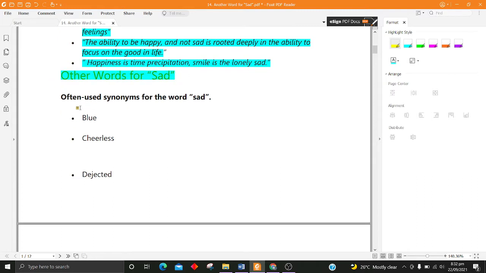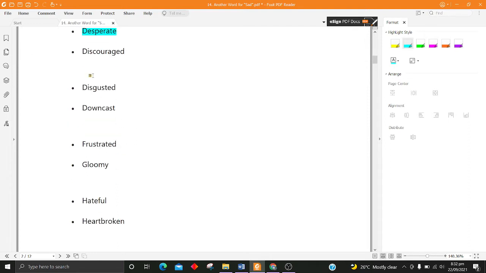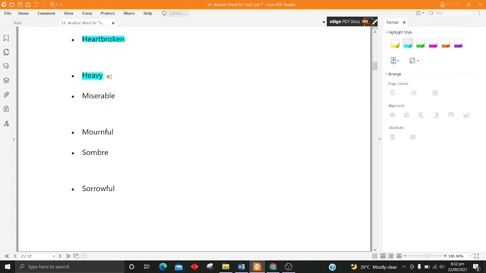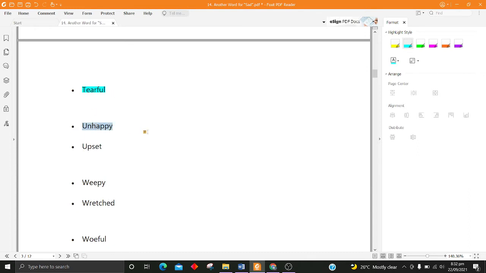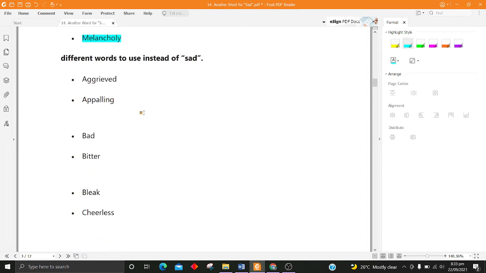Other words for sad. Often used synonyms for the word sad: blue, cheerless, dejected, depressed, desperate, discouraged, disgusted, downcast, frustrated, gloomy, hateful, heartbroken, heavy, miserable, mournful, somber, sorrowful, tearful, unhappy, upset, weepy, wretched, woeful, forlorn, melancholy.